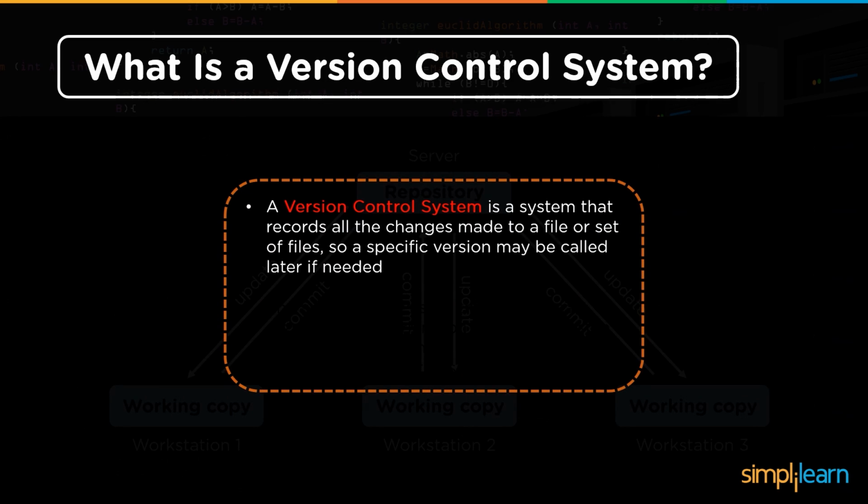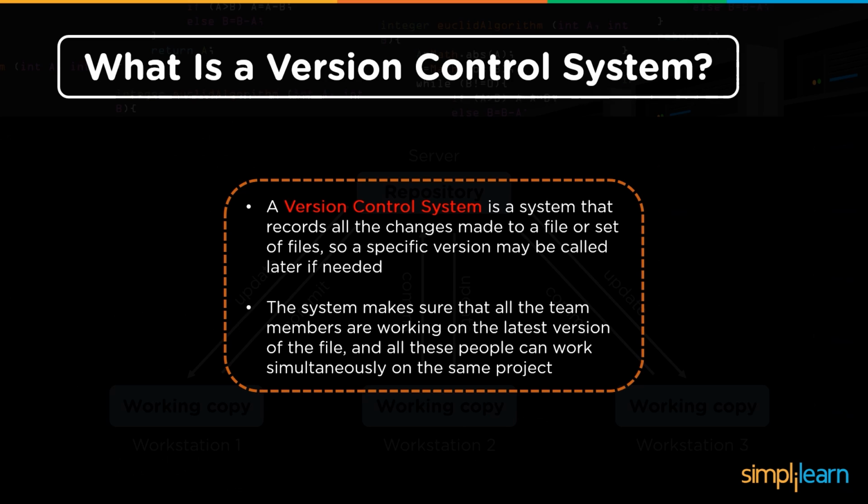It's a system that records all the changes made to a file or a set of files, and we call each change a version or revision, or also a commit ID. Different version control systems use different naming conventions for these versions. The system makes sure that all team members work on these repositories. They do the modifications locally in their local working copies, and from there they push their changes to the remote repository in a single location. That's how different developers collaborate on their source code with the help of a version control system.